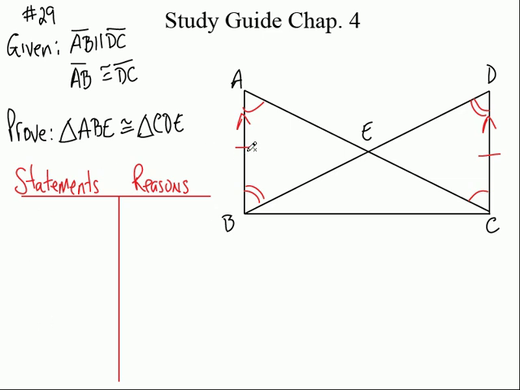So what's the first thing that we said? We want to go angle, side, angle in that order, correct? So let's do the parallel lines first, and then let's go this angle. So the parallel lines. So AB is parallel to DC. And what's my reason for that? It's given.